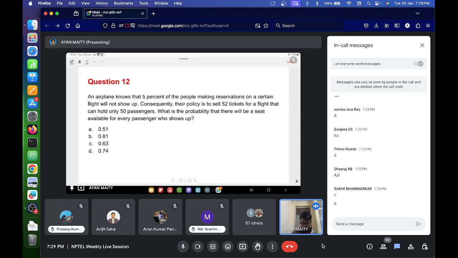Now question 12. This is the last question. An airplane knows that 5% of the people making reservations on a certain flight will not show up. Consequently, their policy is to sell 52 tickets for a flight that can hold only 50 passengers. What is the probability that there will be a seat available for every passenger who shows up? So this question is based on binomial distribution. Binomial distribution can be used to solve this problem.